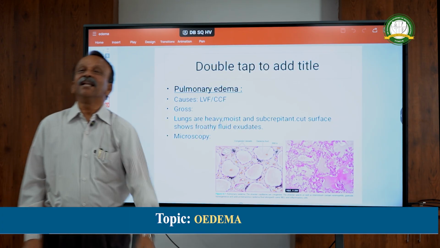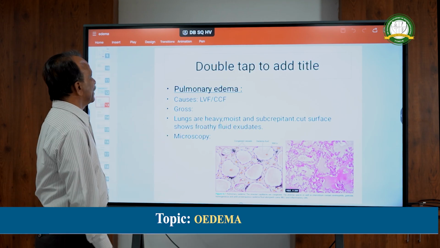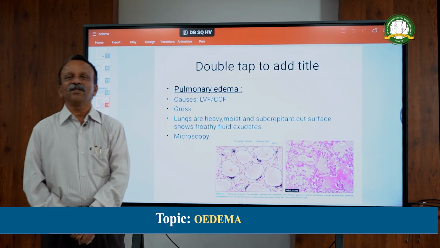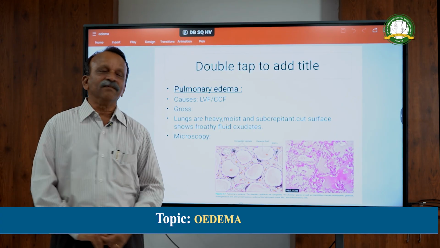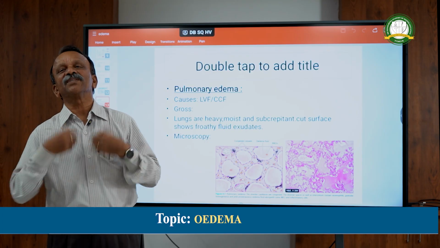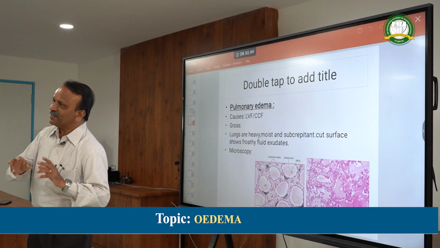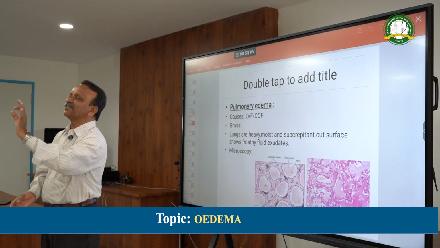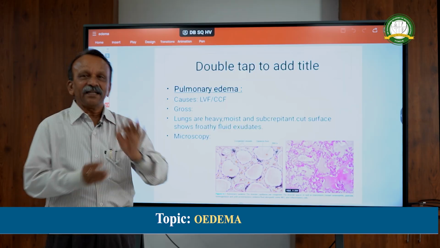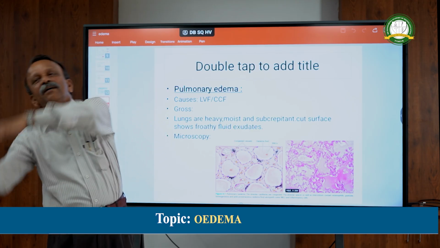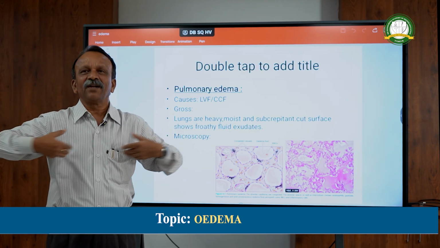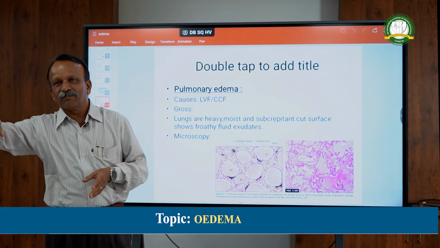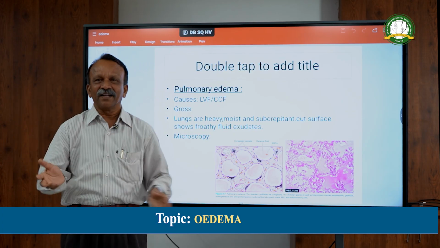It is mainly the left ventricular failure, or sometimes congestive cardiac failure. Mainly it is left ventricular failure which is responsible for the pulmonary edema. That is mainly due to the mitral stenosis and mitral regurgitation. Once there is mitral regurgitation or mitral stenosis, that is narrowing of the left side valves, it results in the damming up of the blood in the pulmonary circulation, that is the vasculature of the lung tissue.